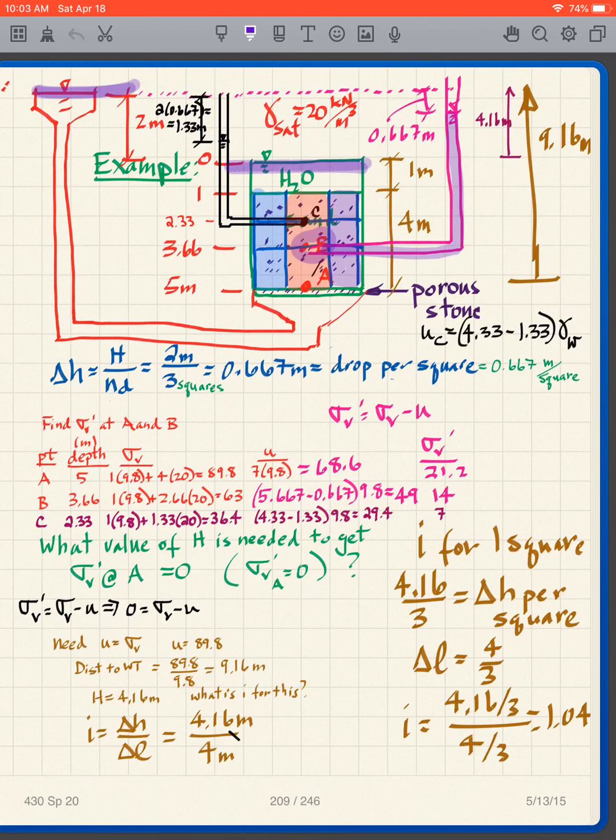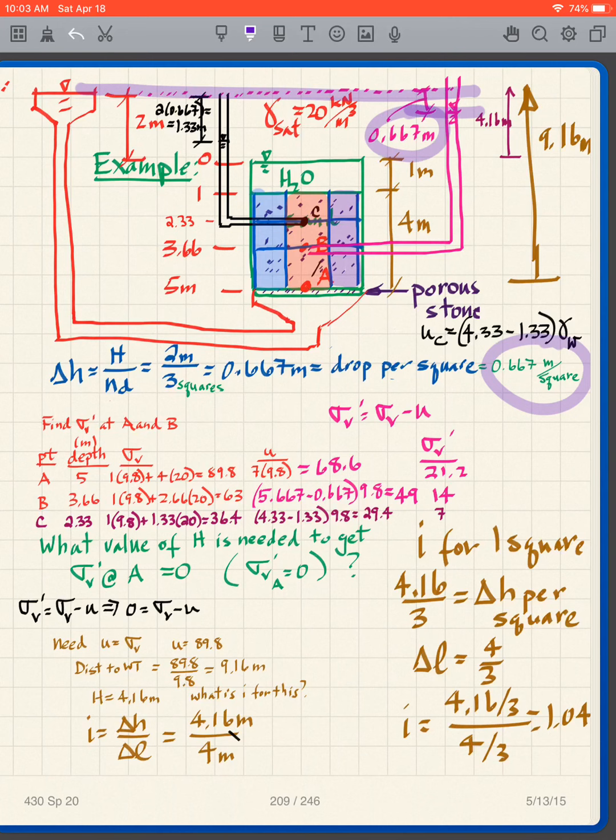So the water has gone through the soil from point A to point B, so it's gone 1 square. So I have 1 drop from the top. I know that it's 0.667 meters per square. It's gone 1 square to get from A to B, so the drop is 0.667.